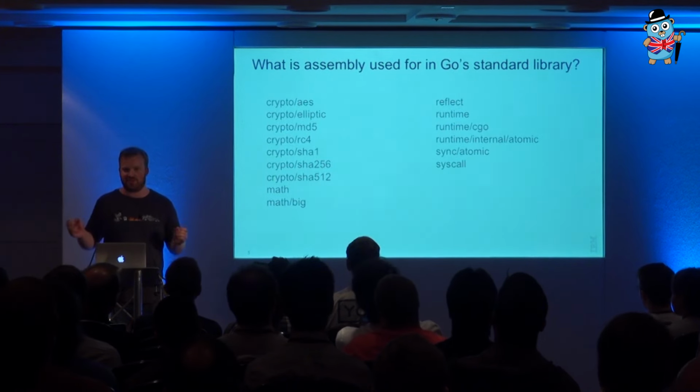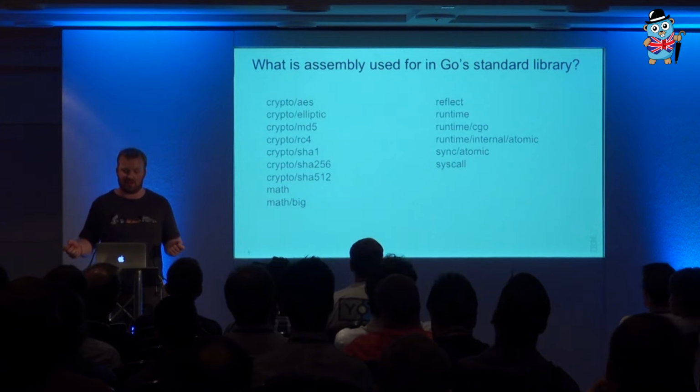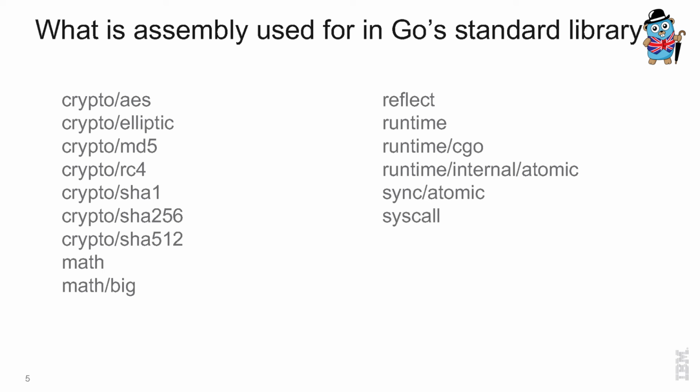So what do we use assembly for in the Go standard library? Well, a big place it's used is crypto. A lot of architectures have optimized instructions for doing crypto. For example, Intel has the AES-NI instructions. On S390X, we have the CPACF instructions for doing lots of different types of cryptography. Those are implemented mainly for speed in assembly.